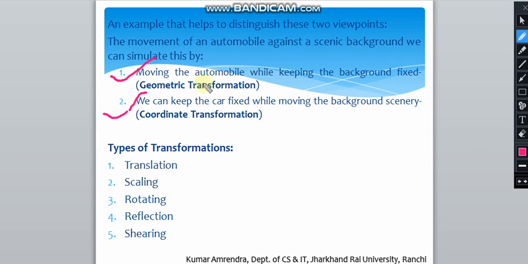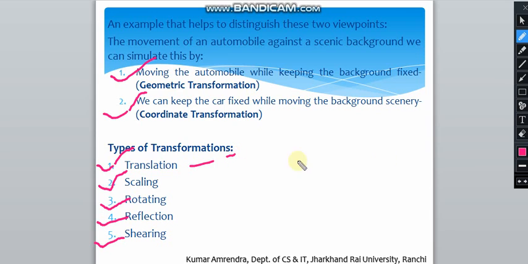So this was the first example, where we were moving the car and keeping the background fixed, and the second was coordinate transformation. What we are doing is keeping the car, the object, fixed, and moving the background. So this is coordinate transformation, and we have these 5 types of transformation. The first one is translation, second is scaling, then rotation, reflection and shearing. So these 5 types of transformation we have to study.